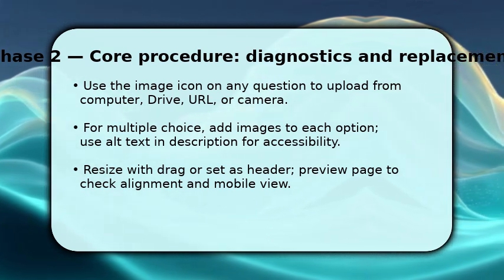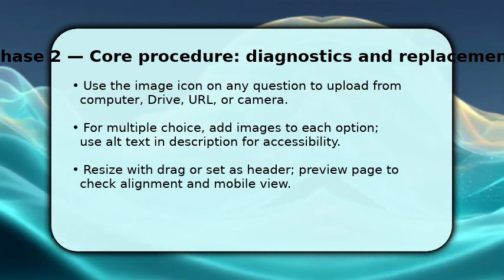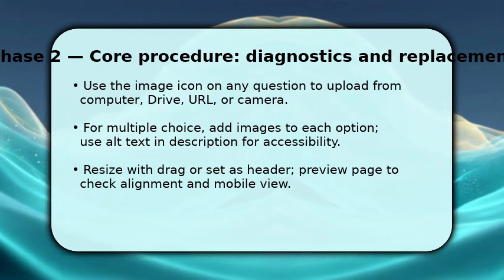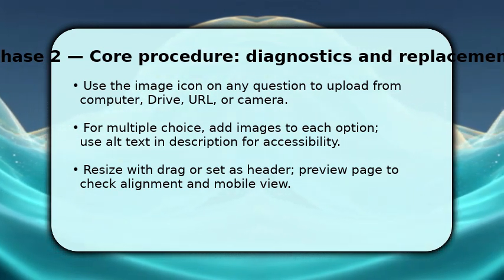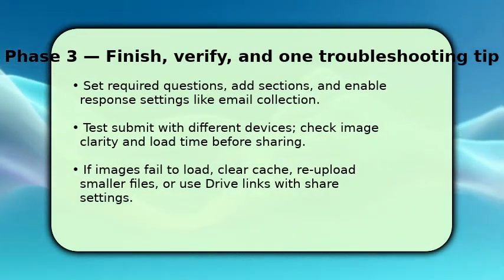Once images are in place, include concise alt text in the question description for accessibility and SEO. Make sure to preview the form, because mobile layouts often stack differently than desktop. Finish by configuring question requirements, section flow, and response settings. This controls who can respond and how.